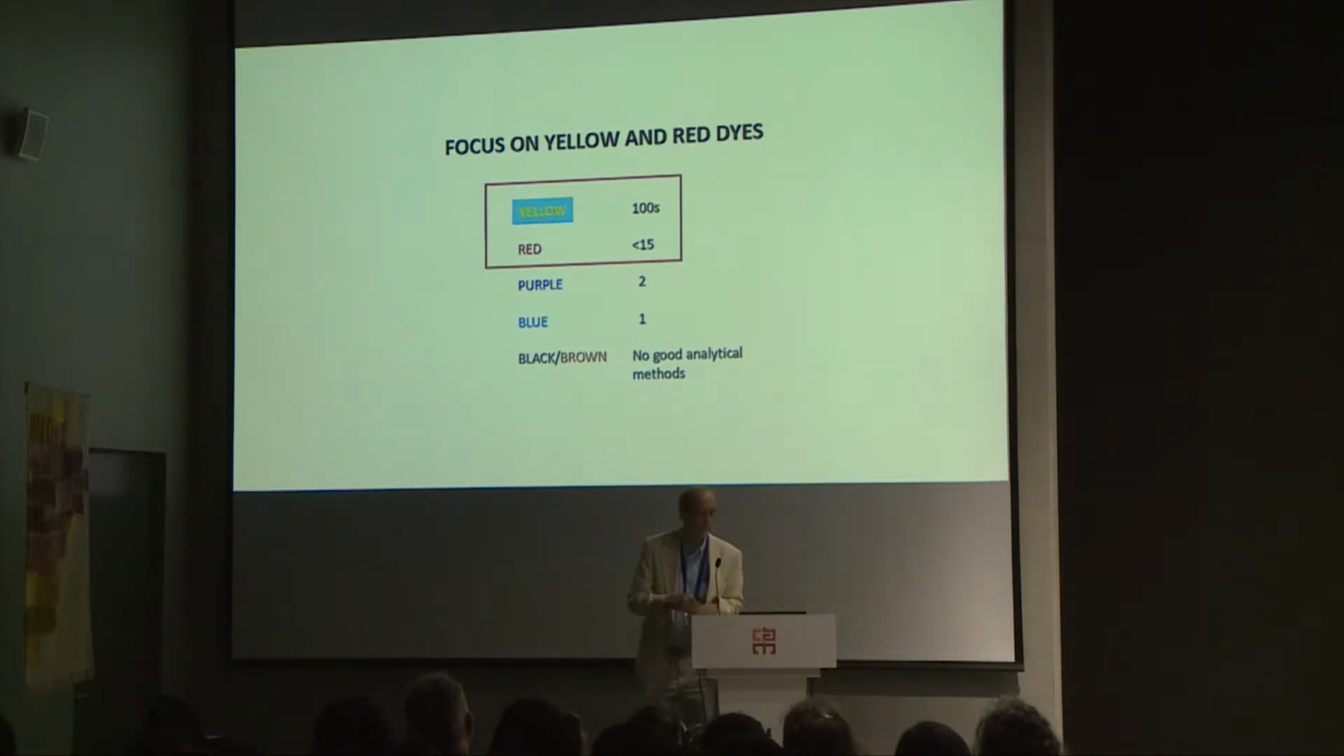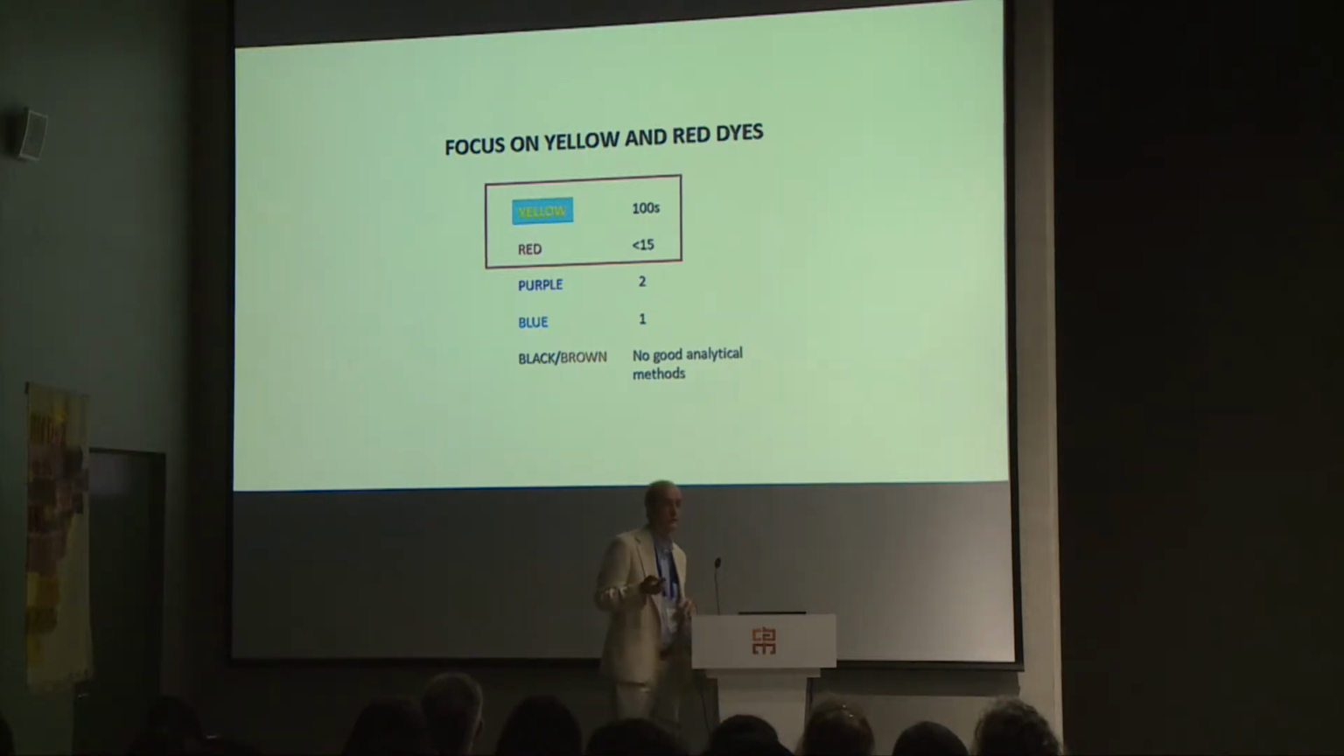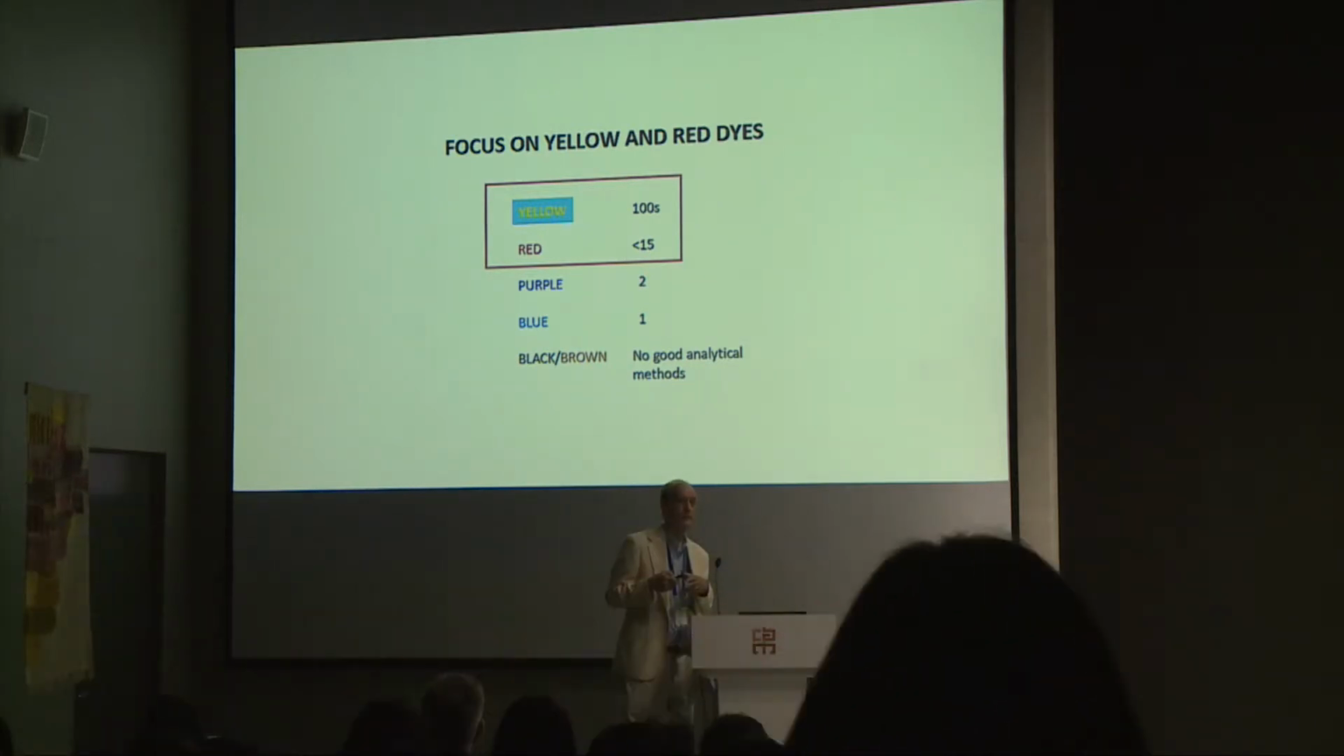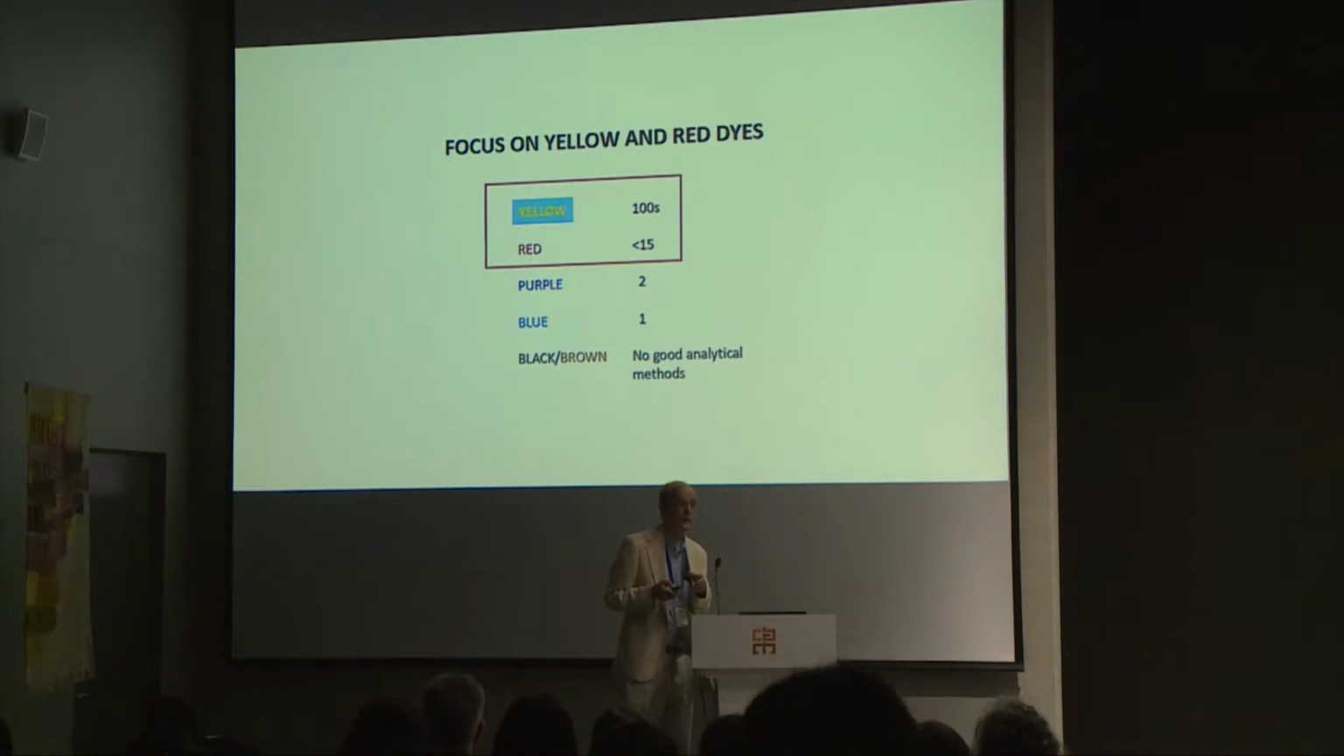Now, we've chosen to focus on yellow dyes because there are lots of them, and they grow all over the world, and so dyers can often find a yellow dye nearby. And so if you know where that plant grows, then you can make some guesses about where the textile is dyed.